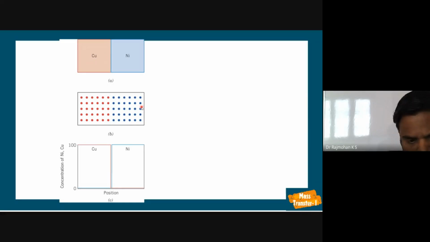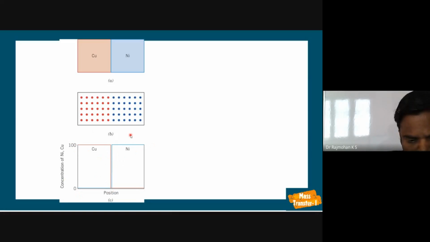If you draw the concentration profile, this is the center line at this location. From here to here the concentration of copper is 100%. From here to here the concentration of nickel is 100%. So it is not varying in these regions; it is totally 100 from this position to this position, and from this position to this position.